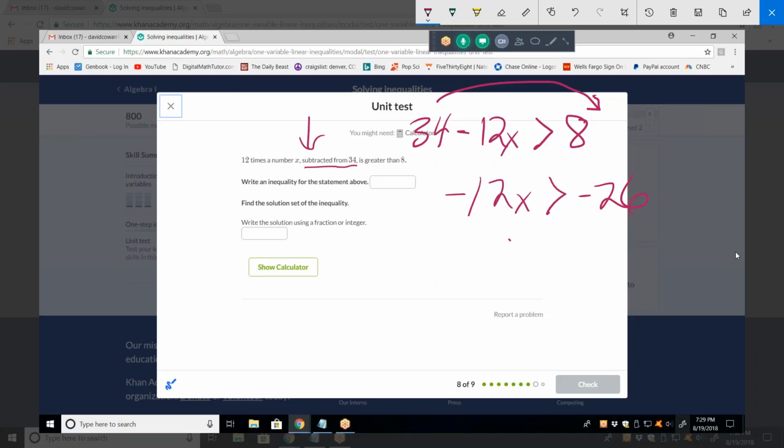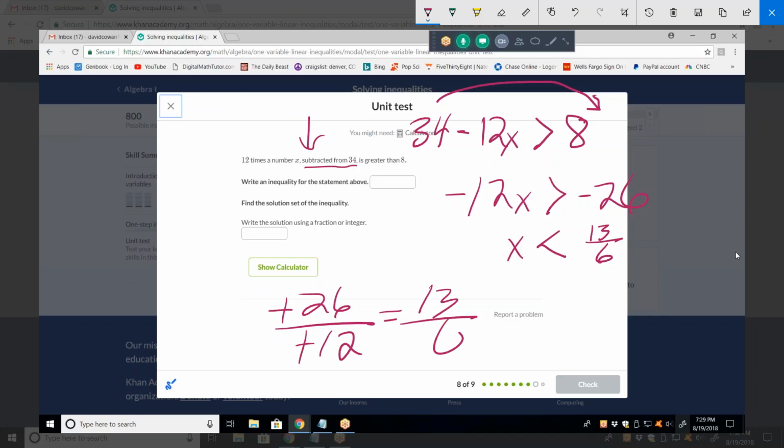Which makes x what? X is less than 26 over 12. It actually starts out as minus 26 over minus 12. The minuses cancel. Now I can cut the top in half and the bottom in half, and I can't do anything more. So 13 over 6. That's the answer.